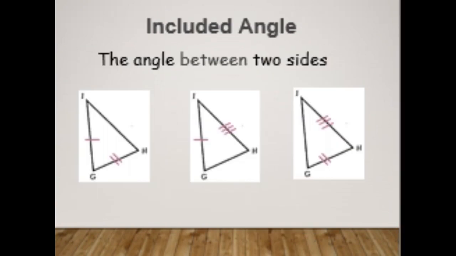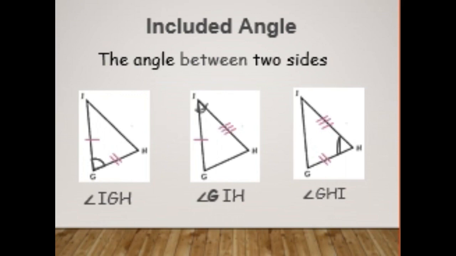So, I have here another example of included angle for you to easily understand. Included angle, the angle between two sides. For the first figure, the included angle is here. So, we have angle IGH. How about the second figure? So, here, we have angle GIH. And the third figure, we have here angle GHI.